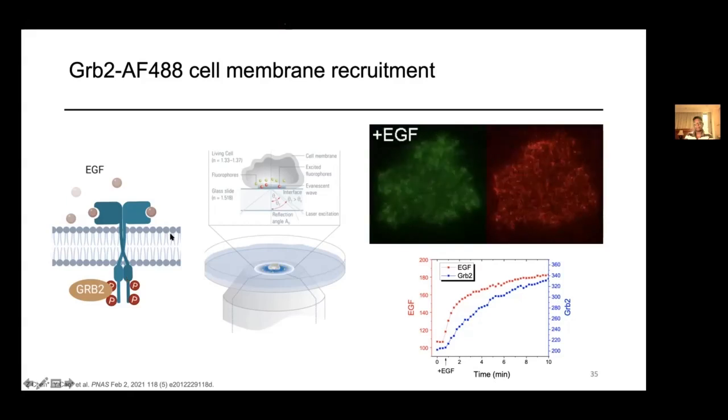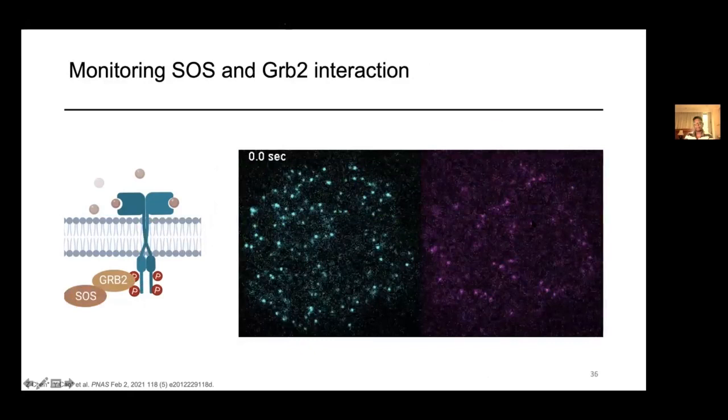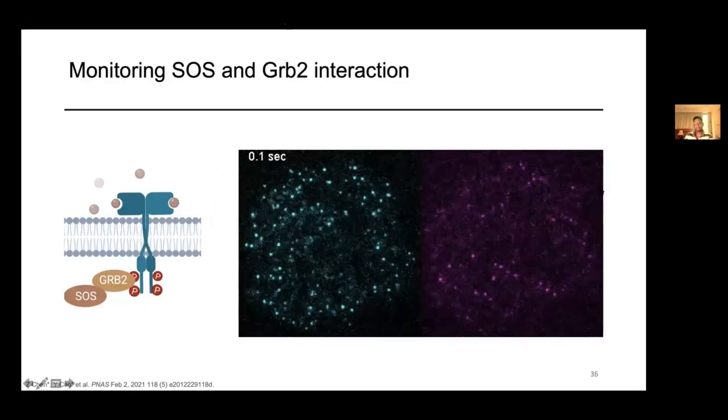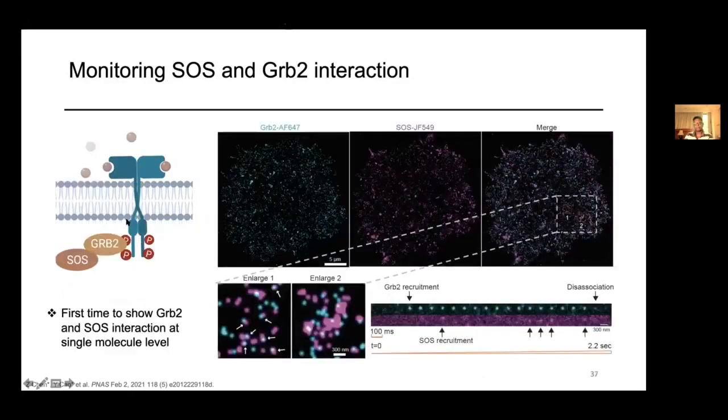And also we are able to monitor two colors, like Grb2 and Src, and analyze their interaction with time resolution. Like right here, we show that Grb2 will first be recruited to the surface on the receptor, and then the Src will attach to the Grb2. So there is a time difference. There's a delay for the Src to be recruited to the surface.